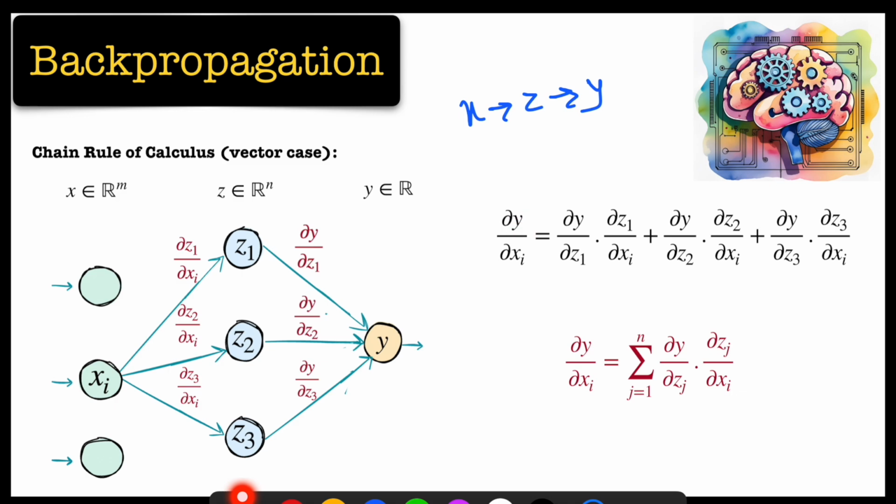So del y del xi will be del y del z1 times del z1 del xi in this path, del y del z2 times del z2 del xi in this path, and del y del z3 times del z3 del xi in this path. Basically, we are taking the summation over all the paths, for z equals 1 to n, considering all these nodes. So del y del zz times del zz del xi. This is how we apply the chain rule for the vector case.